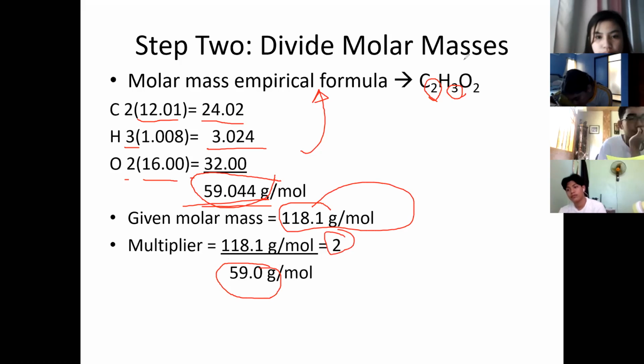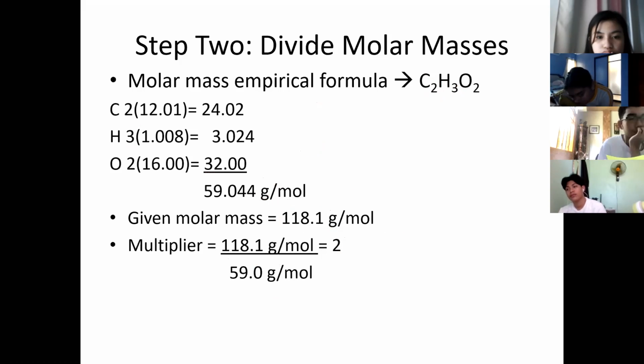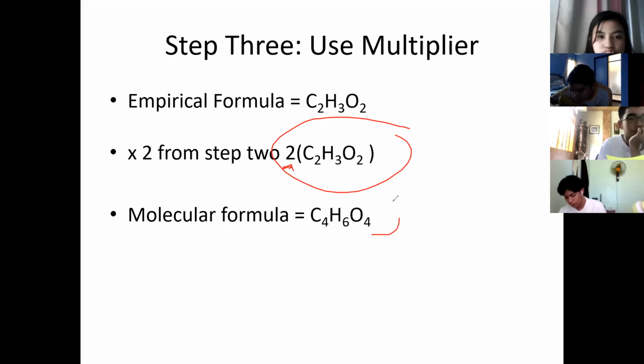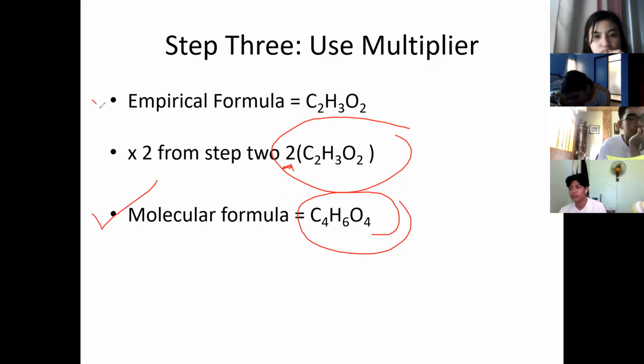This 2 is our multiplier to our empirical formula. So from the empirical formula C2H3O2, we multiply it by 2 to get the molecular formula of C4H6O4. And there you have the molecular formula, which is C4H6O4, and the empirical formula of C2H3O2.